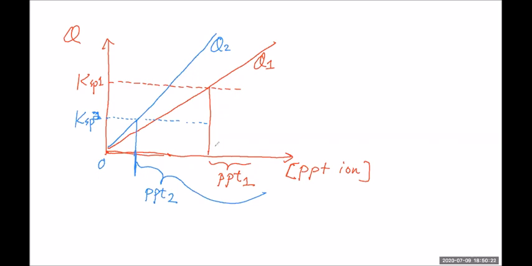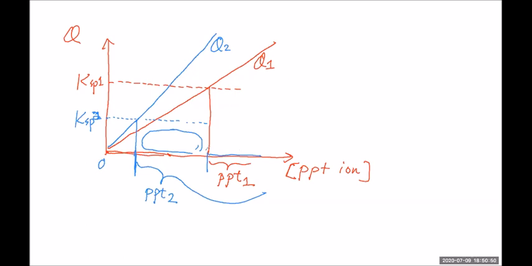This is the concentration of the ion for the first compound to form precipitate. So what is selective precipitation is here. This part, if your concentration of precipitating ions is right here, then you have only compound 2 form precipitate, whereas compound 1 will not form precipitate.